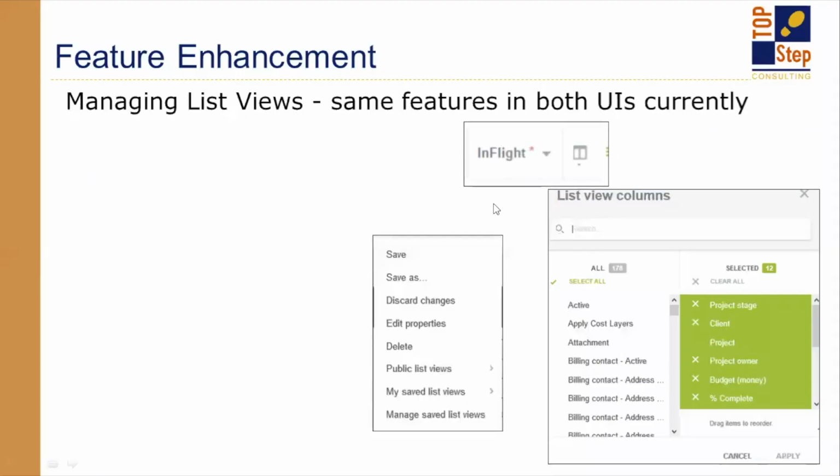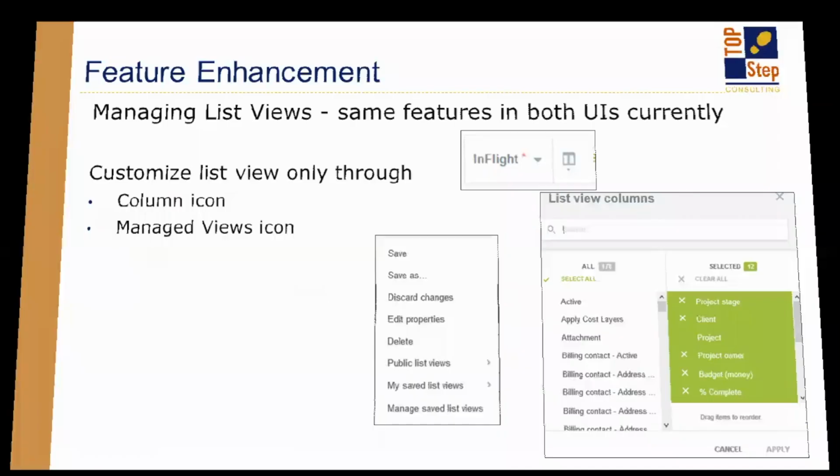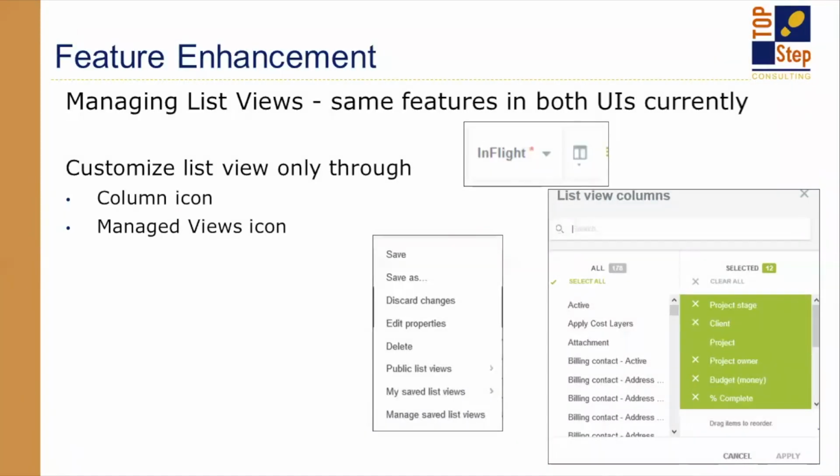In the new UI, though, it just has two different icons. So it still has the list view. This in flight is one of the list views I have in our sandbox. And then it has that little column icon, which handles the column view. Okay. So you can customize your list view using either of these options. The customize list view link in the gear icon is gone because they want you to use these two features because they basically do the same thing. Actually, they do the same thing. Okay.